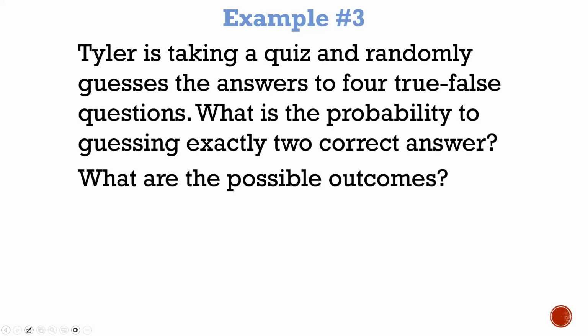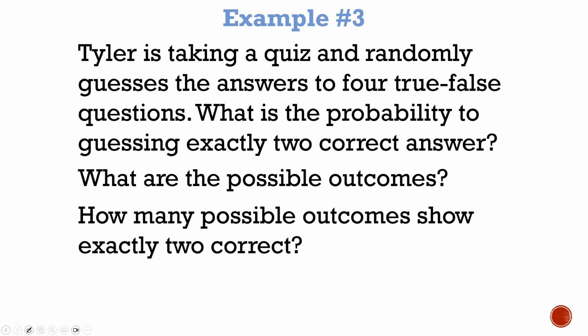So Tyler's taking a quiz, and he's just randomly guessing for 4 of the questions, right? And it's a true false. So we want to find the probability of getting exactly 2 correct. So the way you want to do this is write all possible outcomes, and then see how many of those outcomes show exactly 2 correct.